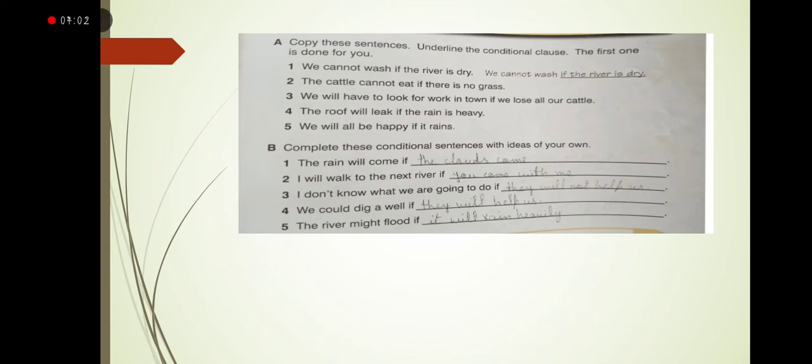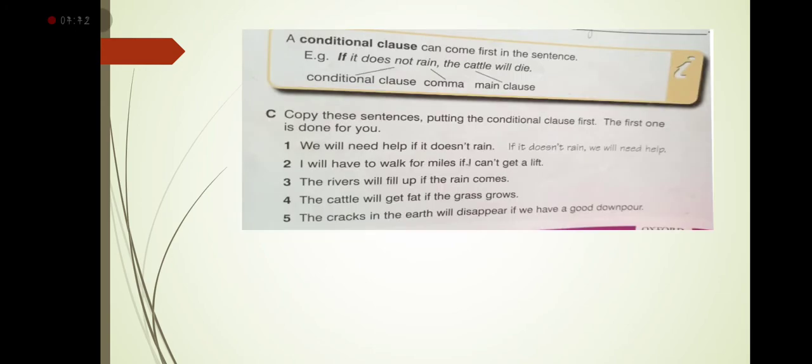Okay, B part. Complete these conditional sentences with ideas of your own. So here the main clause is given to you, and the remaining part you have to create on your own. Like if I say the rain will come, barish aayegi, you can write on your own, like if the clouds come, if it is in the forecast, or whatever you want to write. I will walk to the next river. If you come with me, as you can see written here, or if I have time, or anything you want to write. Okay, third, fourth, and fifth ones will be done by you.